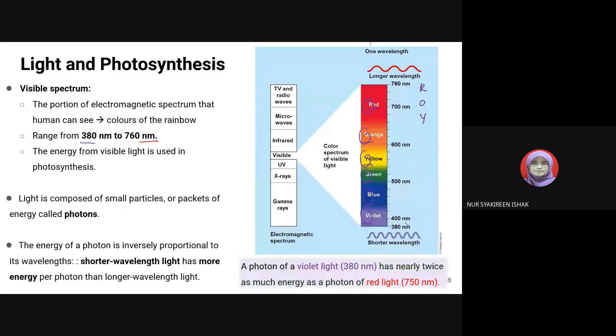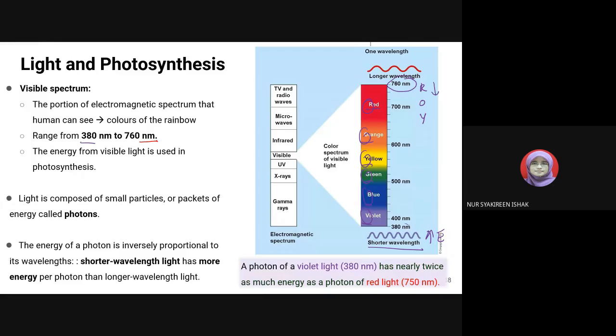Okay. So violet will have the smallest wavelength, which is 380 nanometer. So bila the shorter the wavelength, the higher the energy. Okay, so compared to red light, which has the largest or the longest wavelength, the energy will be lower compared to the violet kat bawah tu tadi.